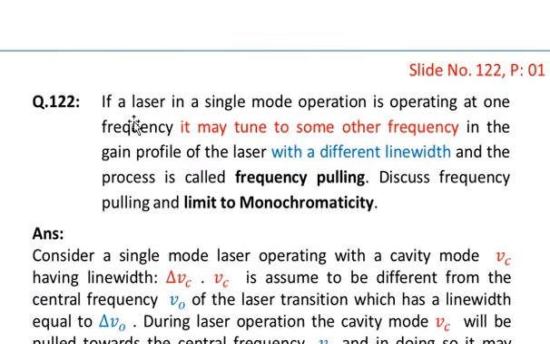Question is, if a laser in a single mode operation is operating at one frequency, it may tune to some other frequency in the gain profile of the laser with a different line width, and the process is called frequency pulling. Discuss frequency pulling and limit to monochromaticity.